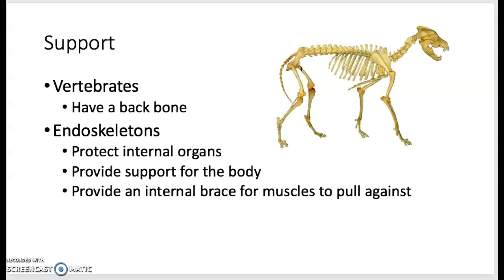Vertebrates don't have an exoskeleton. We do have backbones, and instead we have an endoskeleton. So similar to how the exoskeleton protected soft tissue, the endoskeleton does the same thing, but it's internal. So it's going to protect your organs. It's going to help with support and structure. And then your muscles are actually attached to the endoskeleton. And when you move, it pulls against it.